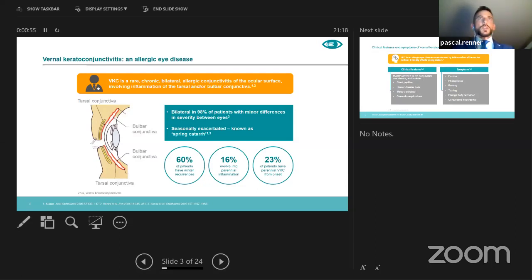Vernal keratoconjunctivitis, or VKC, is one of the most severe forms of allergic conjunctivitis, which involves both the tarsal and the bulbar conjunctiva. All these numbers that you will see on the slides are to be taken very cautiously, because the epidemiological data is very scarce, as this is a very rare disease.